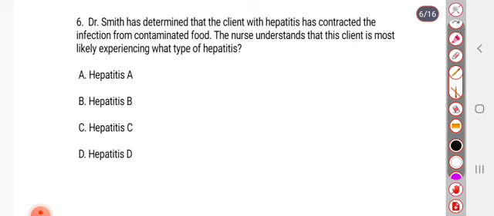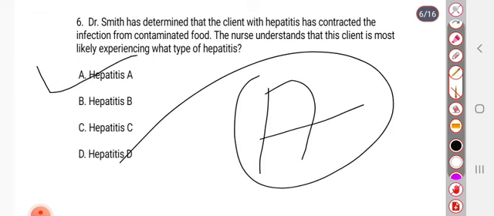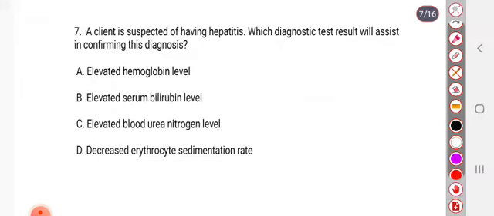Right answer is A. Next, a client is suspected of having hepatitis.